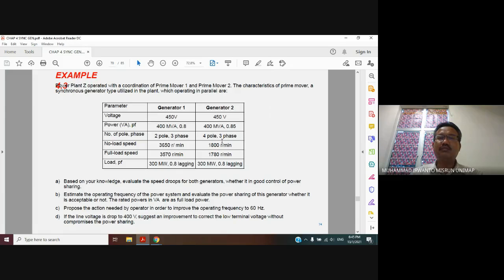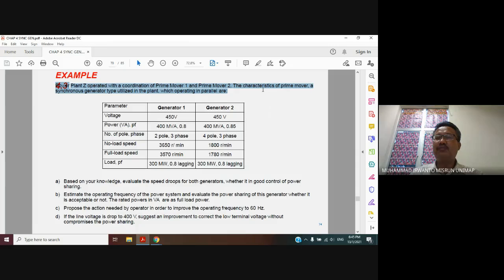We want to discuss examples of the synchronous generator. There are three examples, and we want to solve all three in this section. The first, example 4.3: power plant Z operated with a coordination of prime mover 1 and prime mover 2.